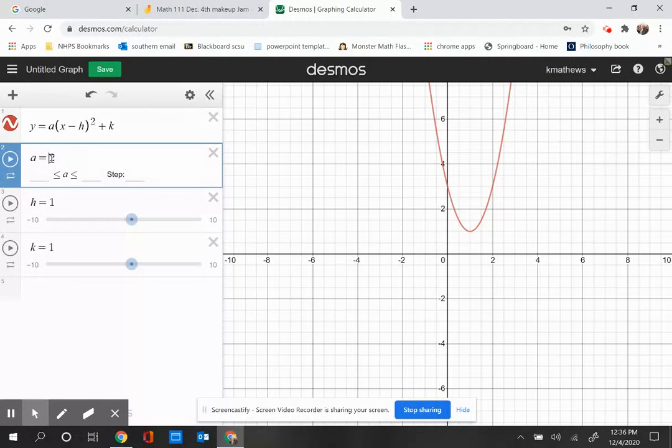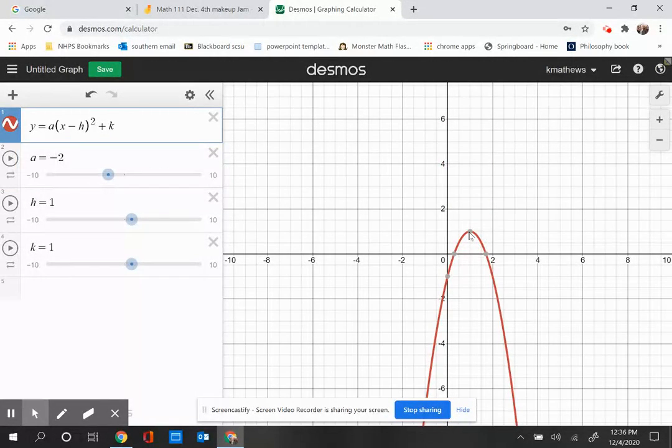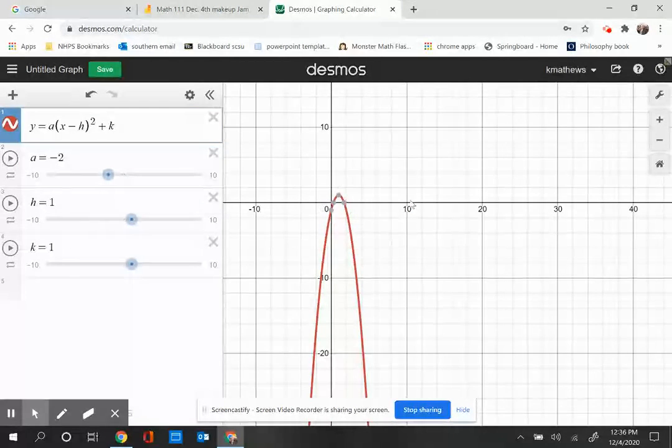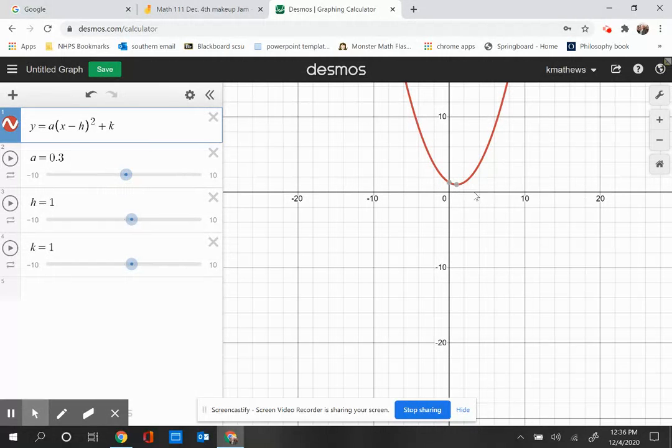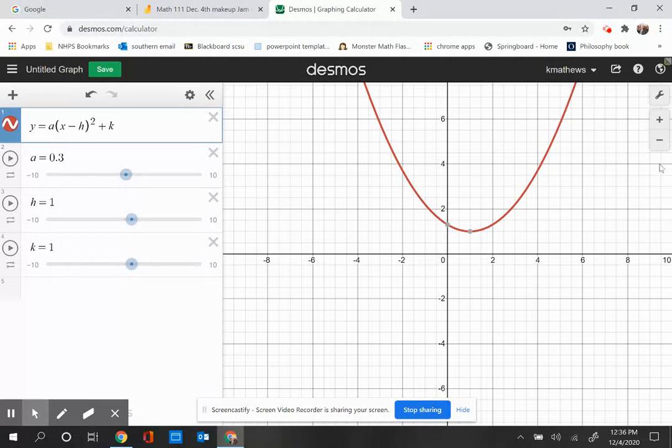All right, and then when a is negative, the parabola opens downward, but it still has a vertex. But when the parabola opens downward, the vertex is on top. When the parabola opens upwards, the vertex is on the bottom. Okay, so while we're on the subject of vertex, let me go home.